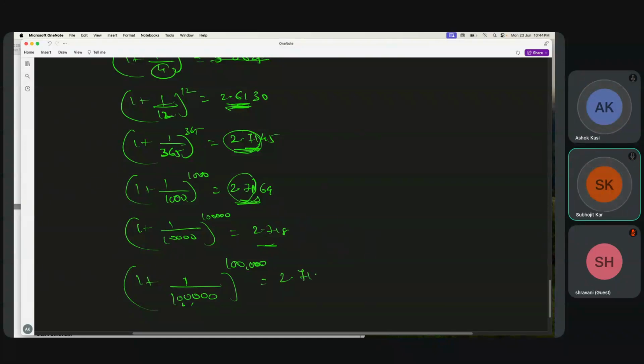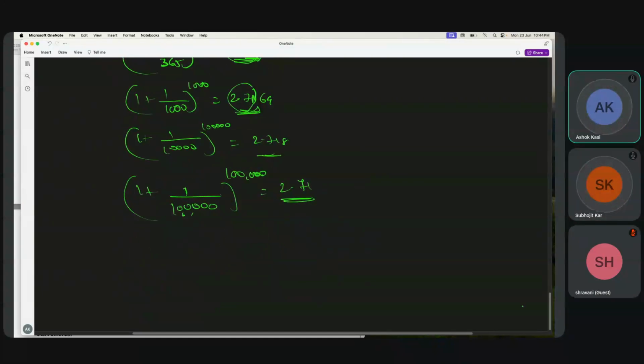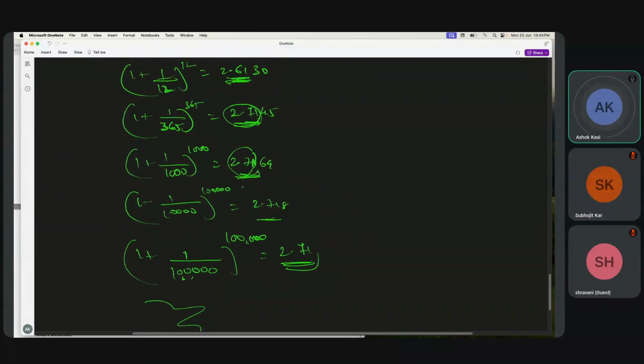2.7182 this time. Again 2.71. So moral of the story, beyond this, whatever frequency happens, it will be 2.71. So when it is continuously compounding, maximum it will grow at 2.71 times only.